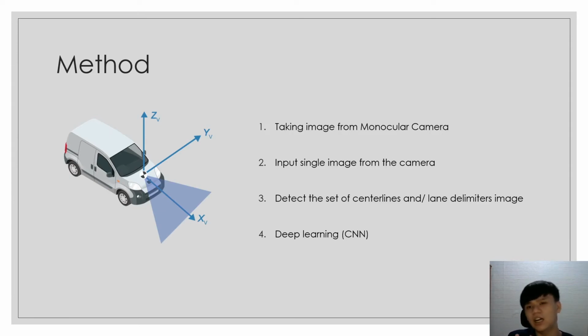Like the first is the flowchart, or what it is going to do first. The monocular camera will take a single image as input, and then it will detect the set of center lines and lane delimiters from it. Of course, this method uses deep learning, and as we all know, there are many deep learning algorithms such as CNN or RNNs. In this article we are using CNN, where CNN is the convolutional neural network algorithm.